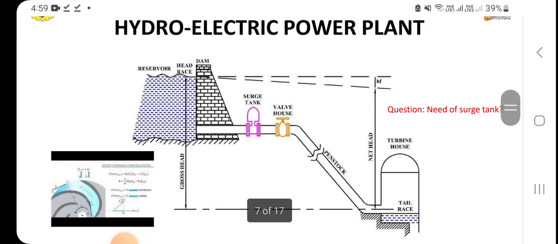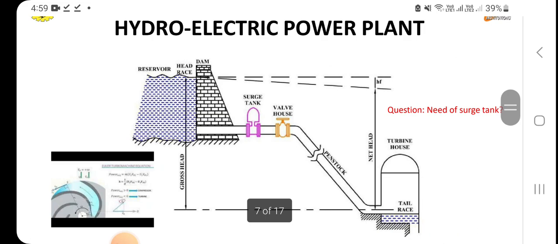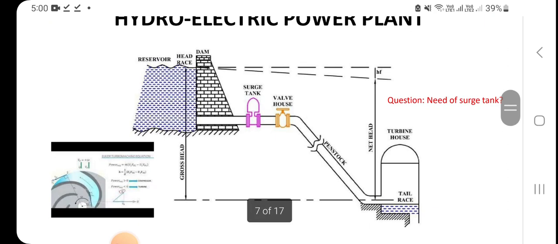This is a typical diagram of a hydroelectric power plant. From the diagram we can see there is a reservoir which has water, which has a head race, and head race is nothing but the highest level of the water in the dam. From the dam the water is sent to the turbine through a penstock, a channel or pipe. We call that a penstock. Then there are the surge tank and valve house, where, according to the requirement, they open and close the valve.